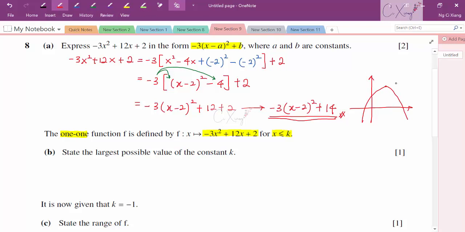Okay, so this is a parabola. And then generally this is 2, and this is 14. Okay, and how can we make it a one-to-one function? To make it one-to-one, we need to define a certain value for k. Alright, so the largest possible value for k will be equal to 2, because we can make it one-to-one if we consider only the left-hand side of the original parabola. So you can see that the largest value that we can have for k is 2. From here you can straight away state the value for k, which is equal to 2.